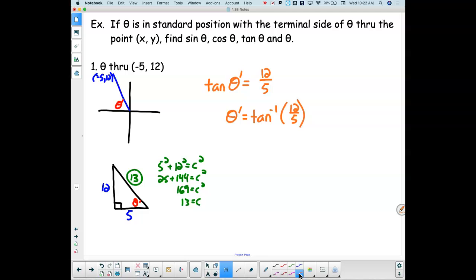So that tells me, calculator, inverse tangent of 12 divided by 5. Now mine's in radians, so I have to convert, and I get here that theta prime is approximately 67.3801 degrees. Yes? Confirmed by a couple other people, hopefully? Yes? Okay. Now what?